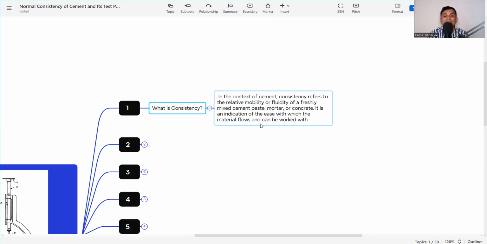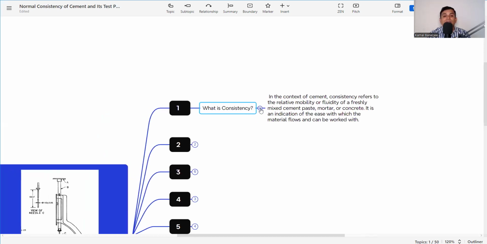It is an indication of the ease with which the material flows and can be worked with. So it is the determination of how it can be placed or how easily it can be worked whenever we are working on the site, be it in the mortar or in the concrete. So that is why consistency is very much important.